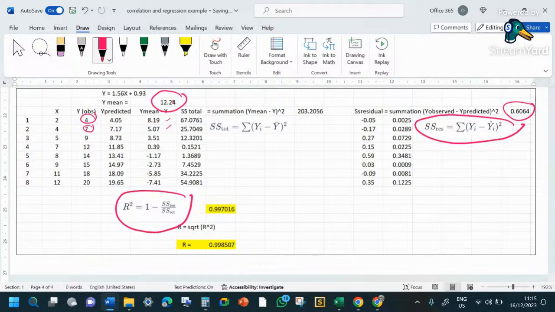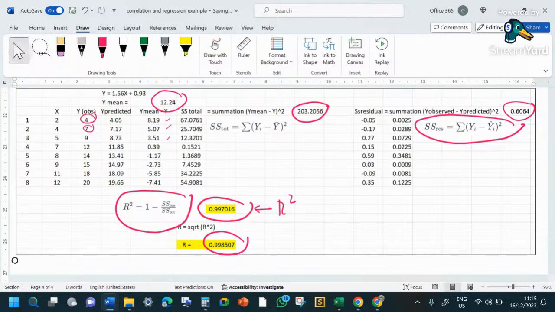So these are all the data. Sum this up and you get 203.2056. You substitute in the formula, then you get 0.997016. This is actually your R squared. If you get the square root, you get 0.998507. But you will not do this in the exam.